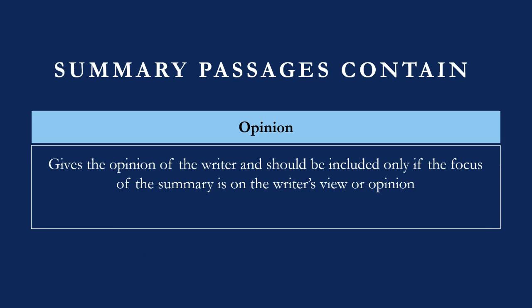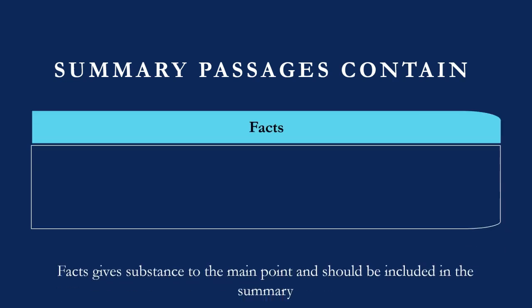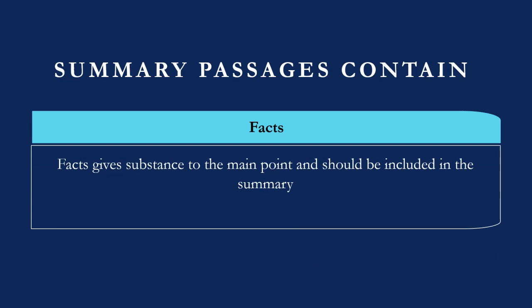Opinion. The opinion of the writer is usually expressed and should be included in your summary only if the focus of the question you've been given is to talk about the writer's view or opinion. Facts. Facts give substance to the main point, and you should include any facts that are relevant to the focus of the question you've been given in your summary writing.